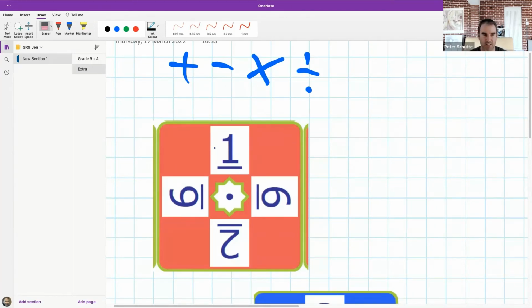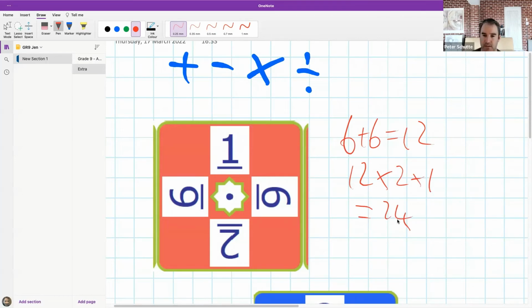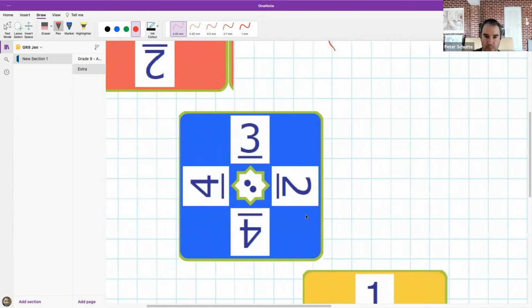Who's played this game before? Give us a thumbs up if you played this game before. It's a classic. Okay, so 6 plus 6 is 12, and 12 times 2 times 1 is 24. Well done. I think the first person was Ahik Ali, but it's time for the level 2 card.